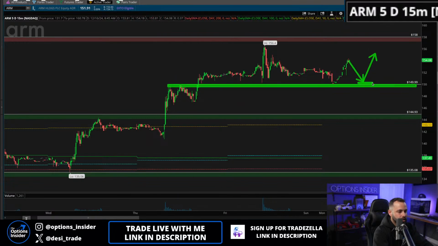If you can catch a long off that, I'd pay attention. Or a pullback to 145. Both spots look great for ARM. 145, 150. Pay attention to those two spots. Upside supply comes in at 158.